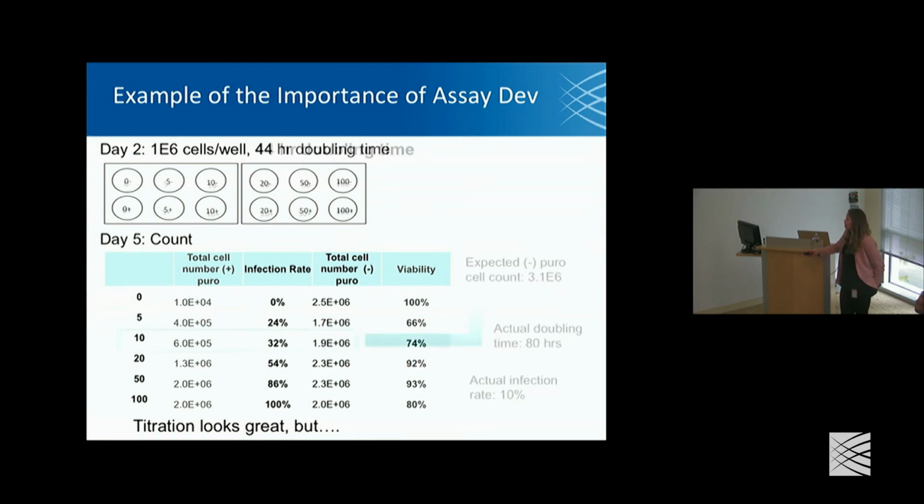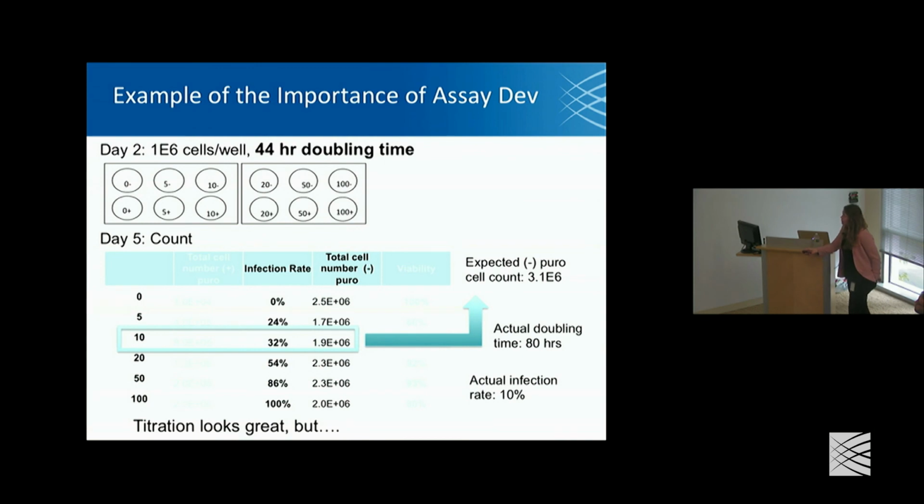But if you look closer at this range, at the minus Puro well, with a 44-hour doubling time and having seeded 1 million cells, you should have actually expected to get 3 million cells here instead of 2. And so if you calculate out the doubling time there, it is actually 80 hours. That would indicate that you misseeded, that this was not the right amount to seed in this well for this assay, and that your cells are now completely overconfluent, and that this is now artificially inflating this infection rate.